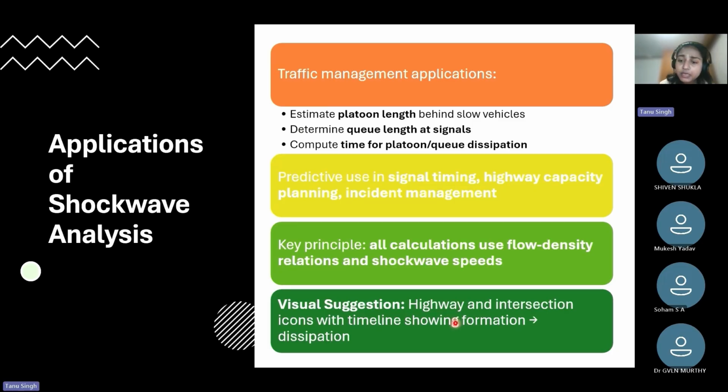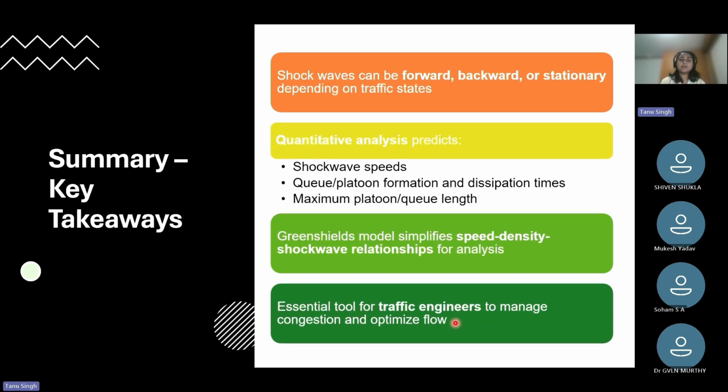So the key principle is all calculation uses the flow density relationship and the shockwave speed. The graph of the flow density relationship is used to calculate all the shockwave speeds. Now coming to the summary, a shockwave speed can be forward, backward, or stationary, depending upon the traffic state, as we have already discussed.